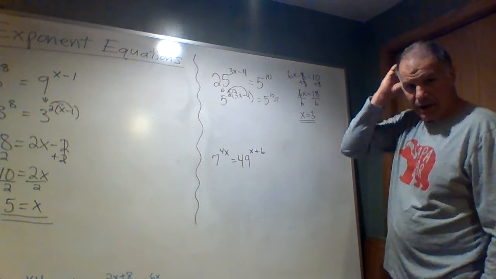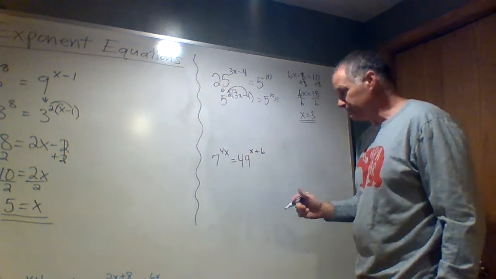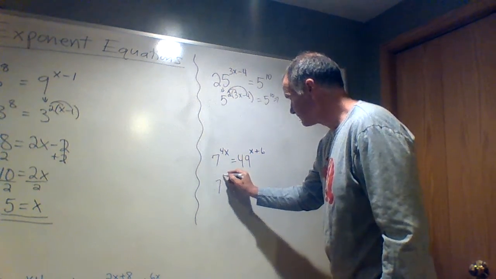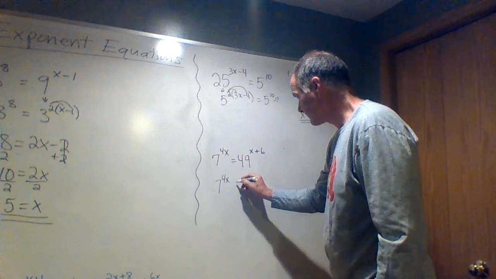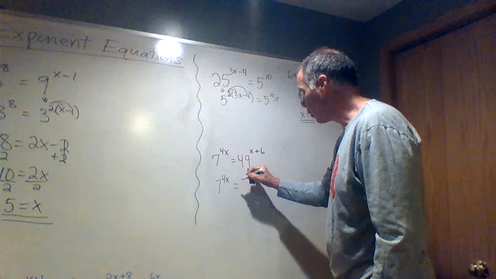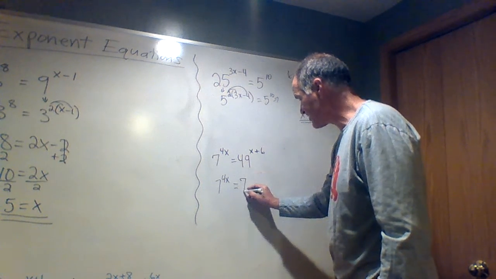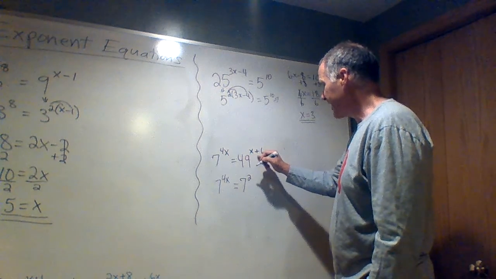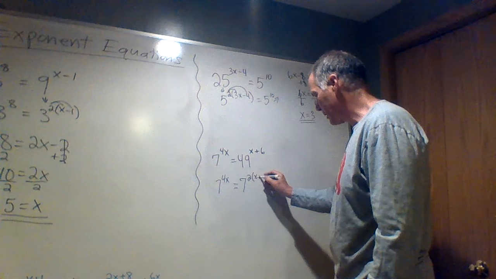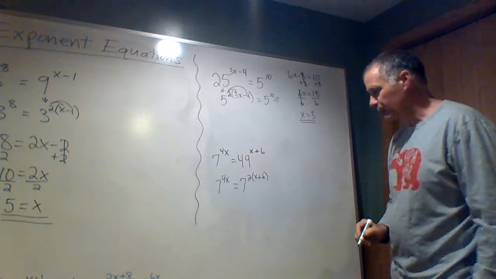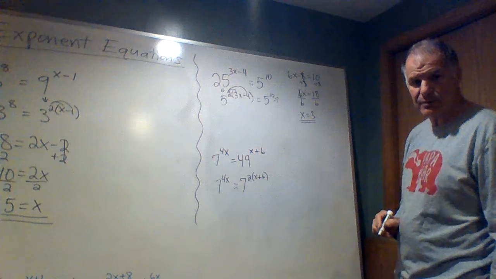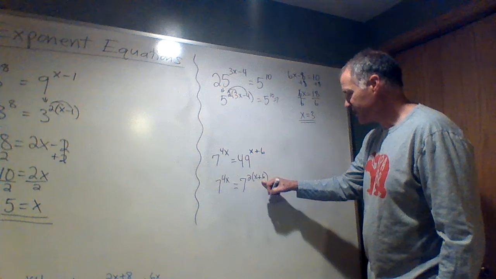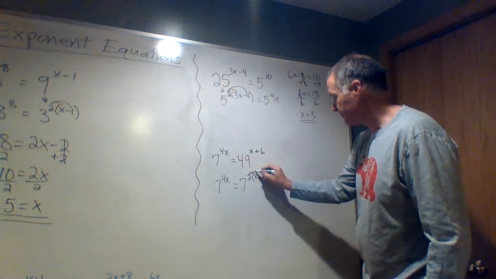Okay, let's try one more. Now this one has a little bit of extra, but not a lot. We've got 7 to the 4x. And again, this 49, remember, is going to become our 7 squared, right? 49 is 7 squared. Again, I've got a binomial, x plus 6, so I need to put that x plus 6 in the parentheses. Everybody see what we did? So 49 became 7 squared. The binomial x plus 6 goes in the parentheses. Now we need to distribute.